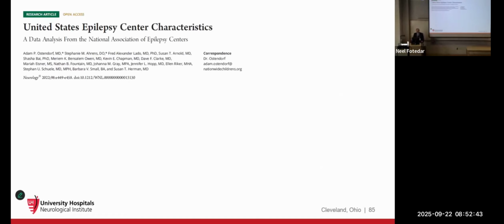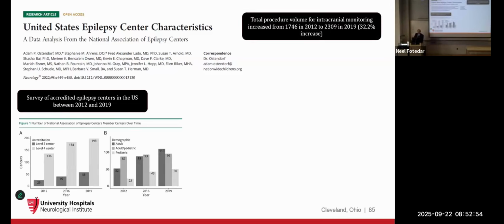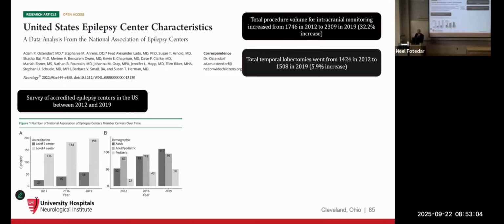This is a very interesting study that was published in the Green Journal a couple of years back. It was a survey of accredited epilepsy centers in the United States between 2012 and 2019. If you look at the numbers here, the total procedure volume for intracranial monitoring increased from 1746 to 2,309. So there's a 32% increase in intracranial EEGs. This was published in 2022, so data up to 2019. This is probably even more now.